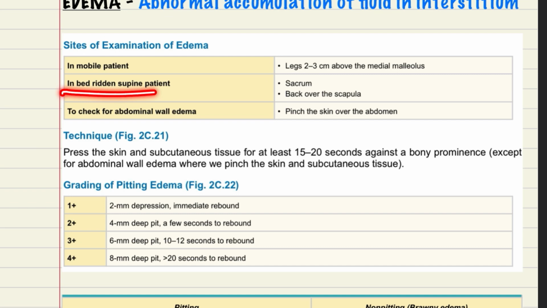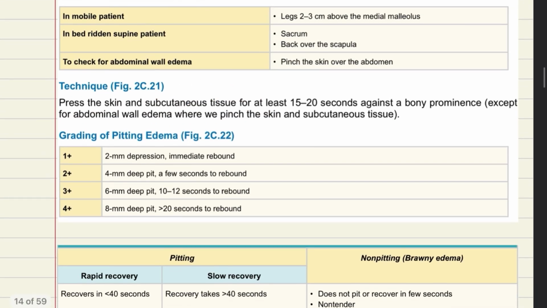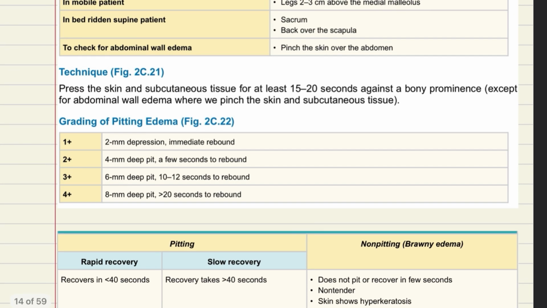In a bedridden supine patient, we see it in the sacrum region and over the scapula in the back. And if we want to check for the abdominal wall edema, then we should look by pinching the skin over the edema, right?